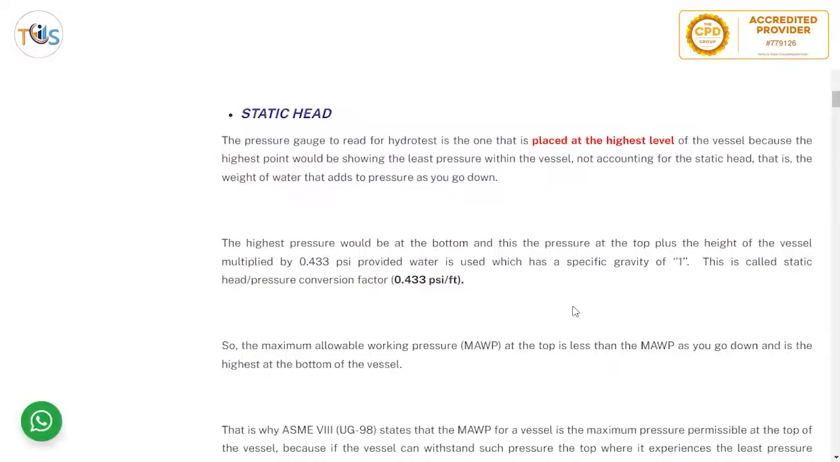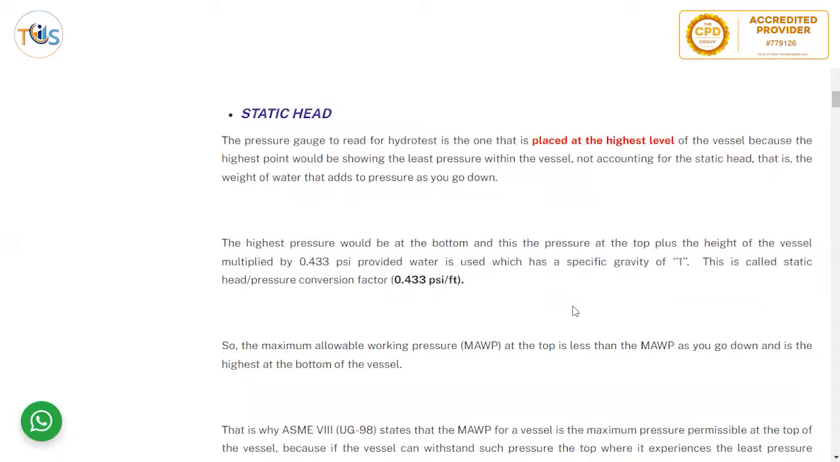So some questions simply ask you for the joint efficiency value, and some questions need you to find the joint efficiency in order to find the maximum allowable working pressure or the design thickness T.